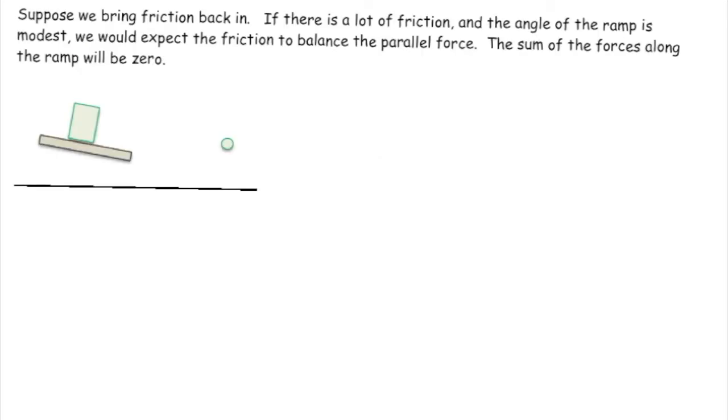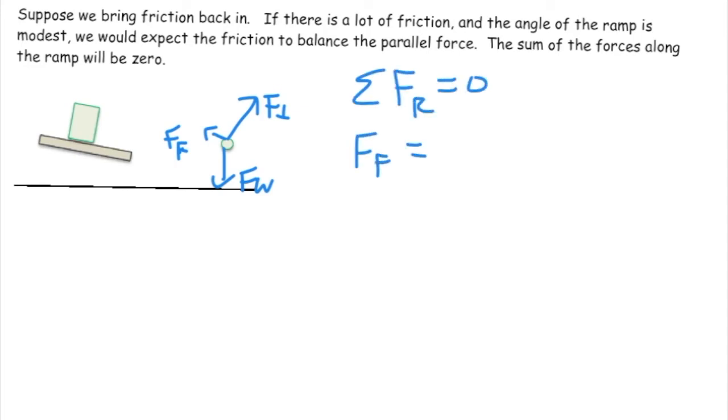Suppose we bring friction back in. If there's a lot of friction and the angle of the ramp is modest, we would expect the friction to balance the parallel force. The sum of the forces along the ramp will be 0. If I draw the free body diagram, we have three forces: a weight straight down, a normal force, and a little bit of friction uphill. The sum of the forces along the ramp is 0.